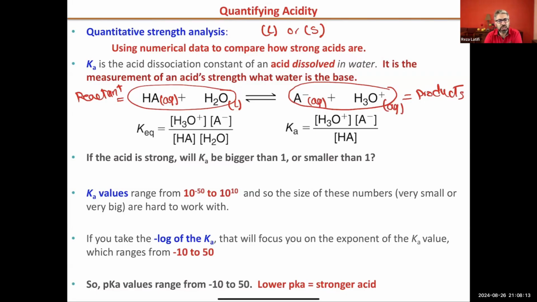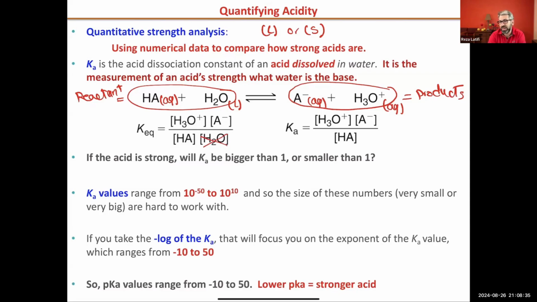And for water, because its concentration is too high, whatever we would lose from it is nothing. So we assume the change in concentration of water, because it's a pure liquid, is nothing. So we don't write it. As you see, this one is gone, and I simply say K is equal to product over reactant.